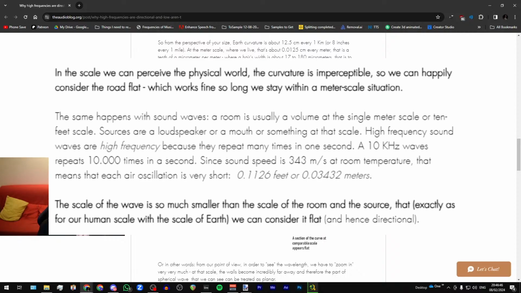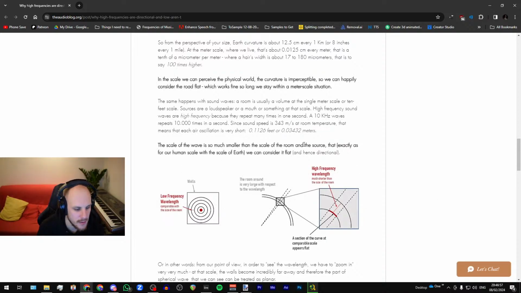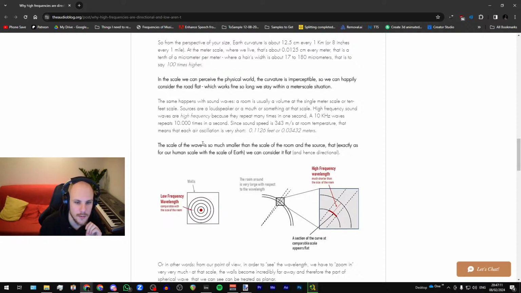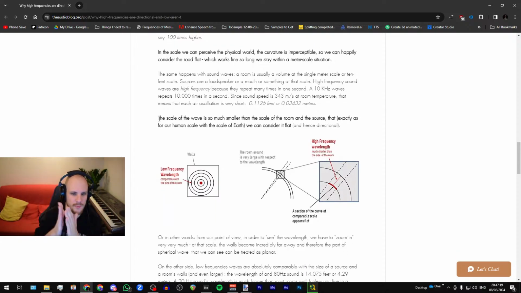High-frequency sound waves are high-frequency because they repeat many times in 1 second. A 10 kHz wave repeats 10,000 times in a second. Since sound speed is 343 m/s at room temperature, that means that each air oscillation is very short, 0.1126 feet or 0.03432 meters. Okay. 3 centimeters for 10 kilohertz. This is 10 kilohertz. That is bigger than I thought it would be. But then again, like low frequencies, I know like 50 hertz is 14 meters or something like that. So there is a big difference in scale there.